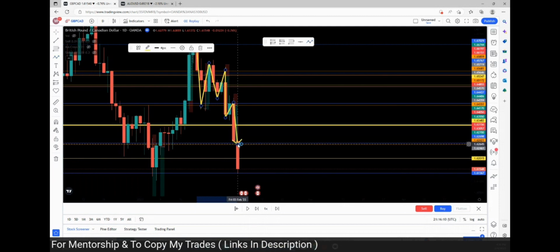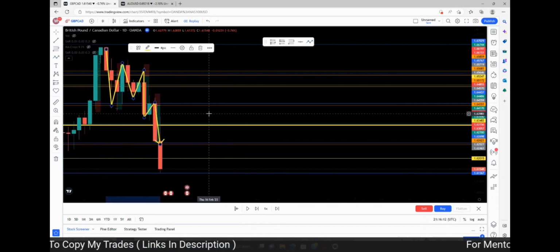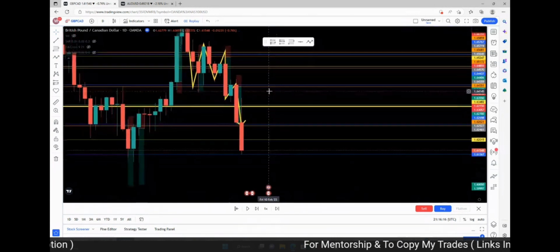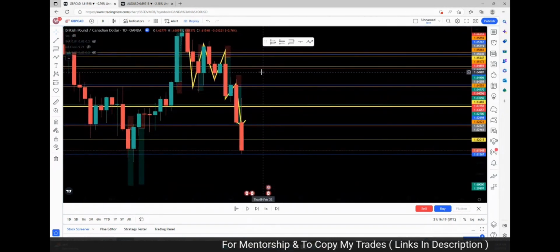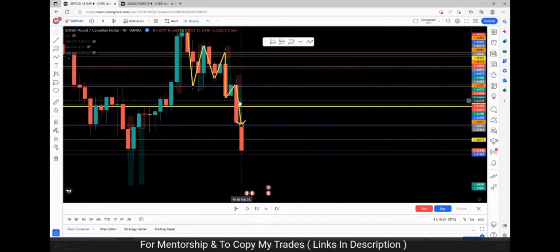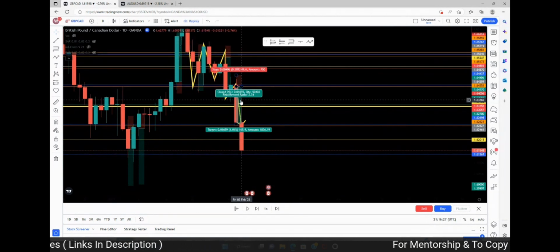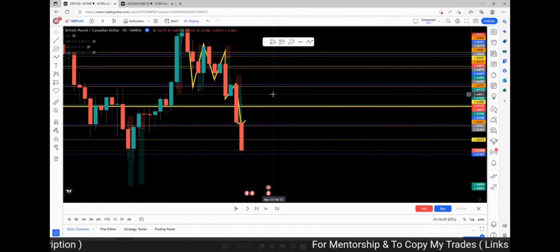All right, everything is simple. It's not that complicated. You want to go for high probability trades, clean setups, high probability setups. Then of course you want to manage your risk to reward. You want to make sure your risk to reward is a good one. This one was a 1 to 3 risk to reward. So that means if I risked $100, I made $300. If I risked 50, I made $150. If I risked 1,000, I made 3,000.